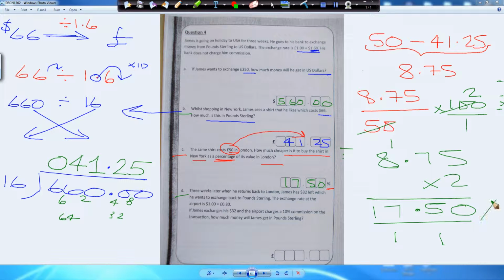I'm going to cross onto the screen. 17.5%. Are we happy with that now? So we worked out the difference first. The difference as a fraction of the original price and times by 100 to change into a percentage. And that's question C done.